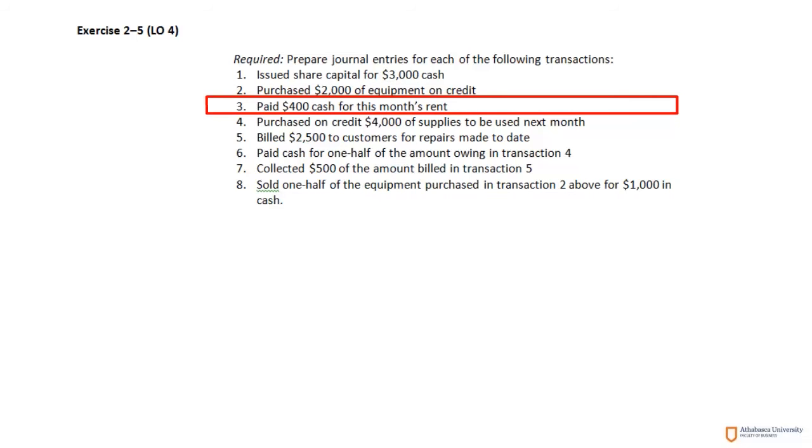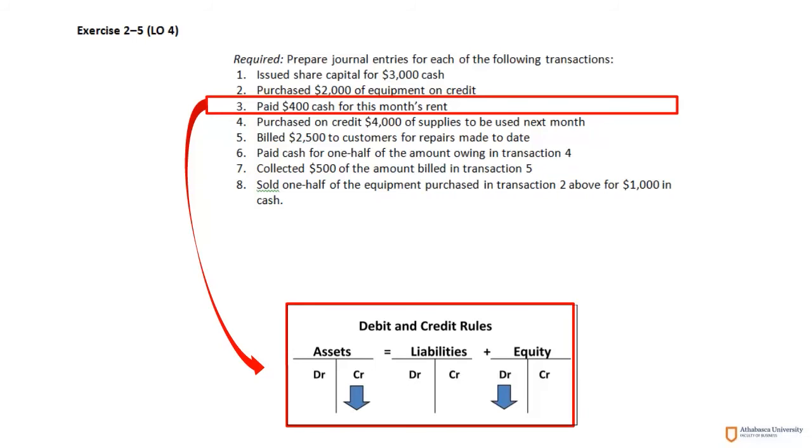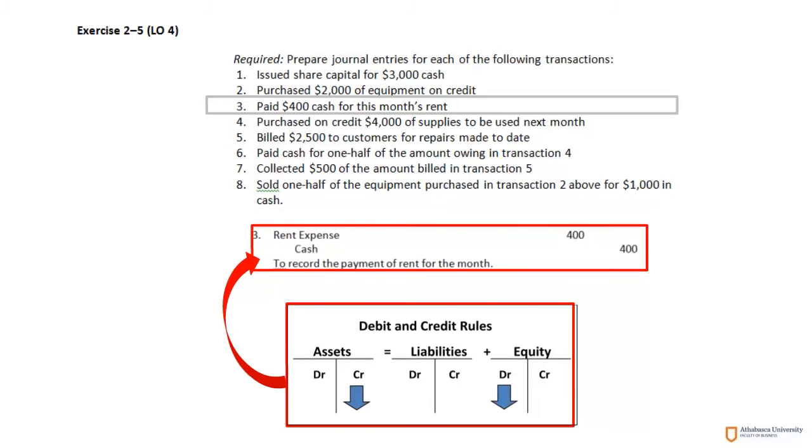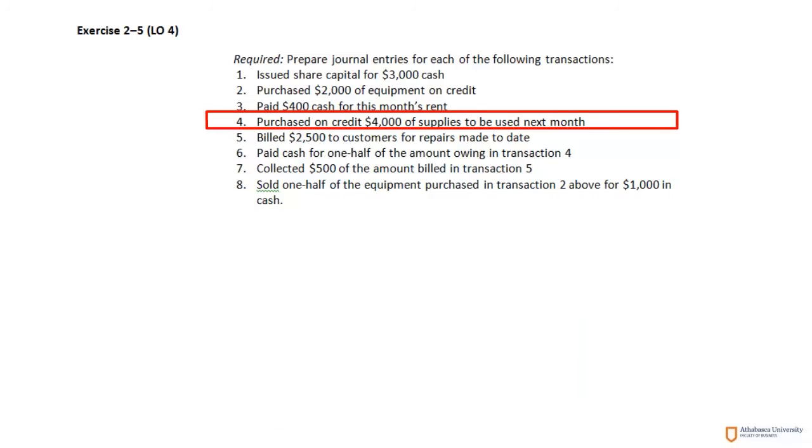In number 3, $400 of cash was paid for this month's rent. Cash, an asset, is decreasing and equity is decreasing because an expense has been incurred. So rent expense is debited and cash is credited.